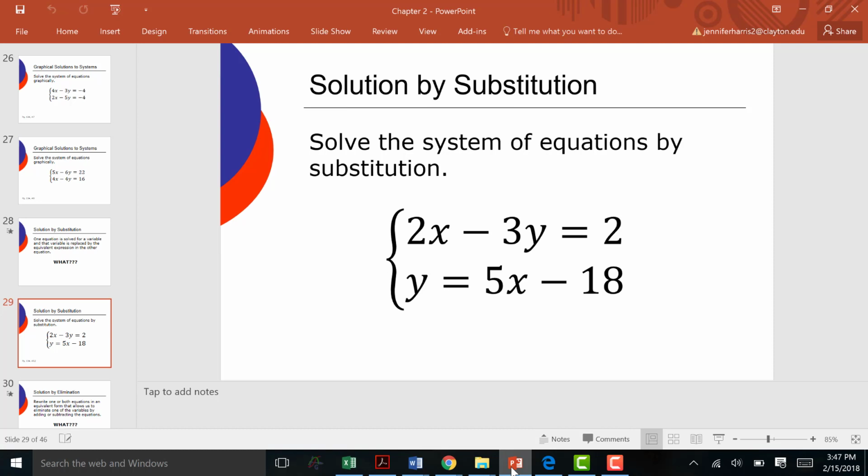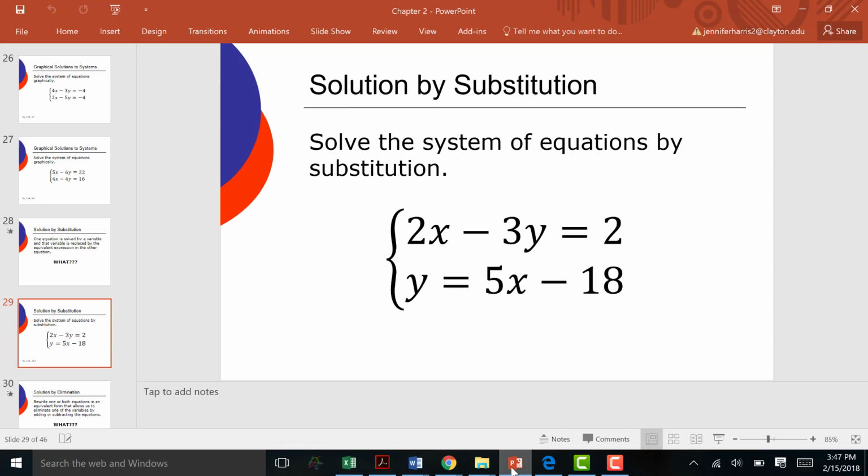5x minus 18. Okay, so if you say y is equal to 5x minus 18, can I take the y out and put this in its place? Remember, it's subbing, we're subbing. Can I take this y, the variable y out, and put 5x minus 18 in its place? Yes. So that's what I'm gonna do. So here in the place of that y, I'm gonna put 5x minus 18. Everything else is gonna stay right where it was. So in place of that, that's what we just put.